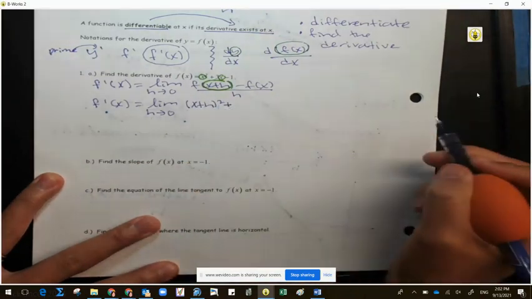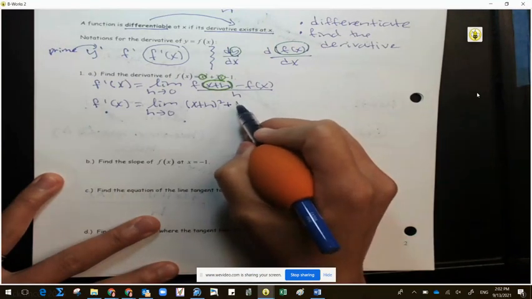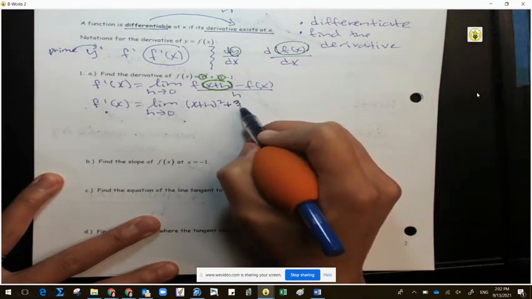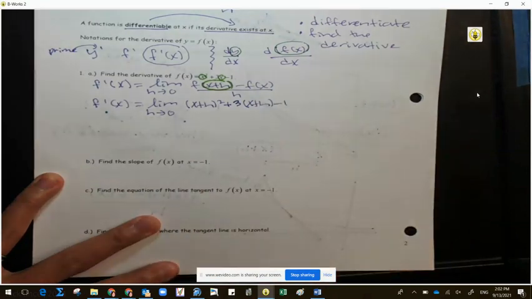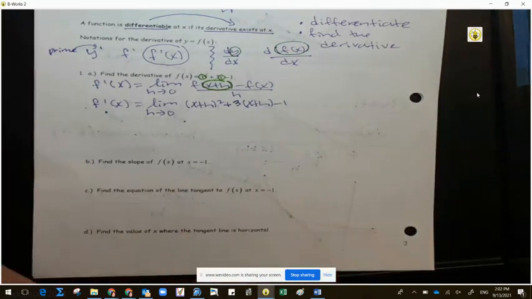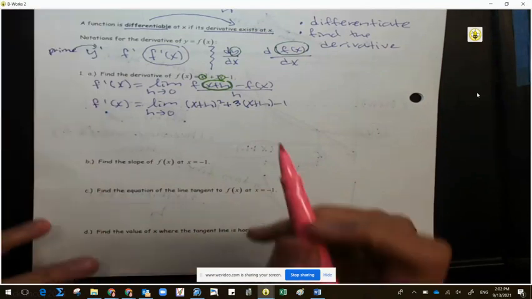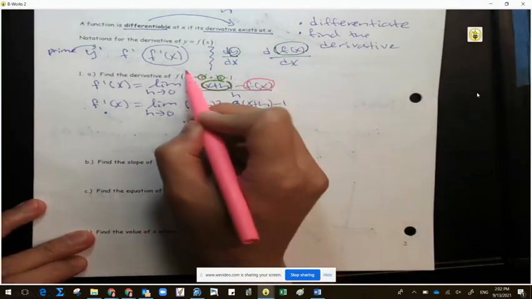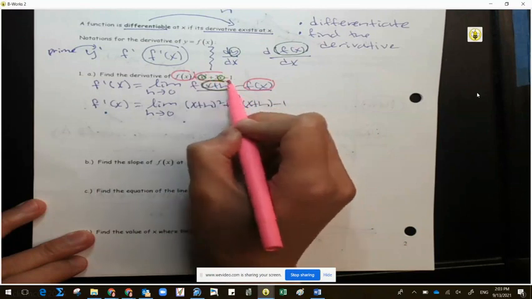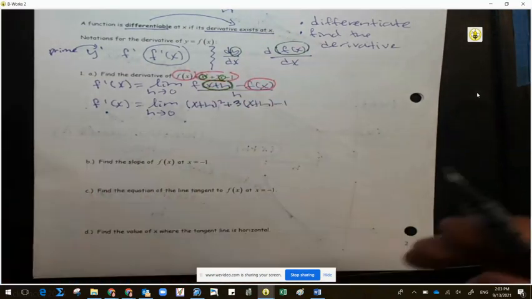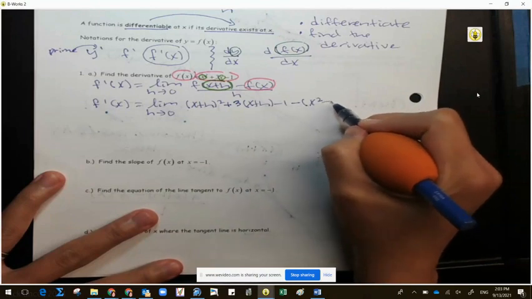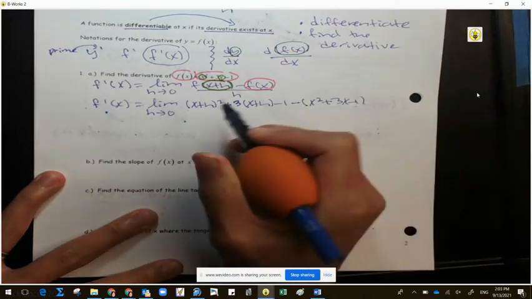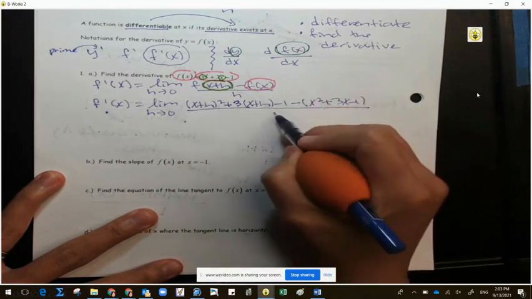And then I see a plus. What number do I see before the parentheses? 3. And then I see x plus h minus 1. The next piece then says, well, just take the whole function, which I have as it is, and copy it. But when I do, because of my minus, I need to put that in parentheses. x squared plus 3x minus 1, all divided by h.